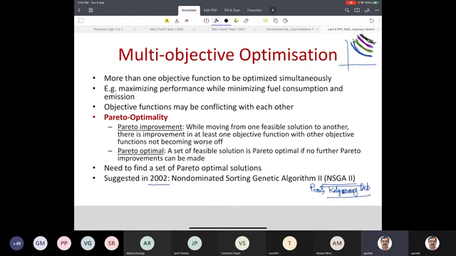Now, among the solutions in a particular rank, you choose a few of them. So you have found some solutions of rank 1, some of rank 2, some of rank 3. From here, you choose a few of them.